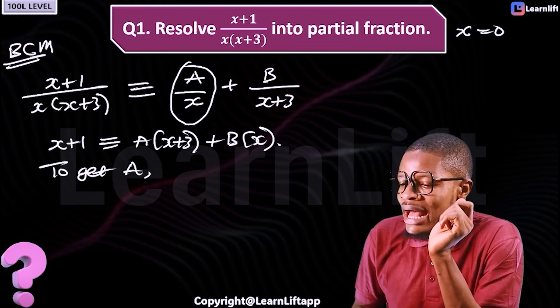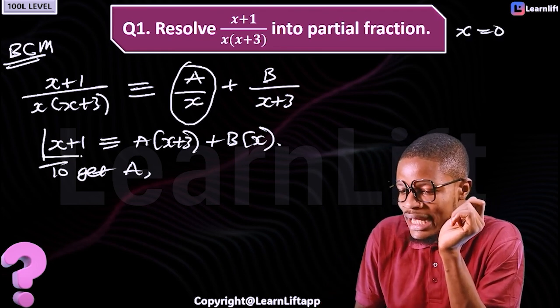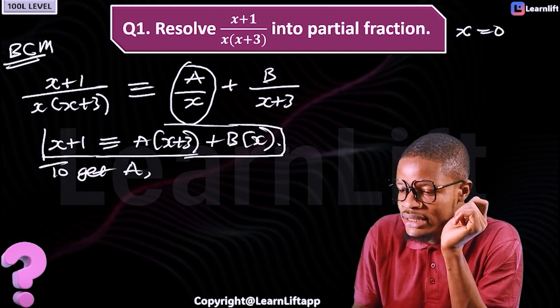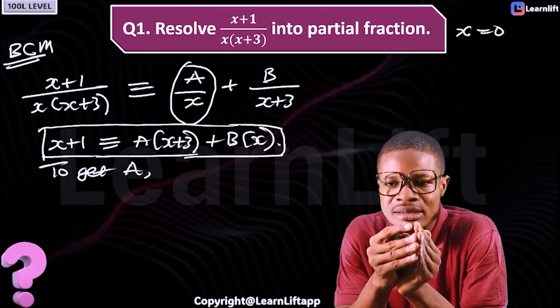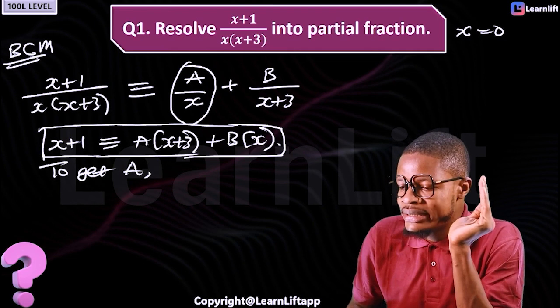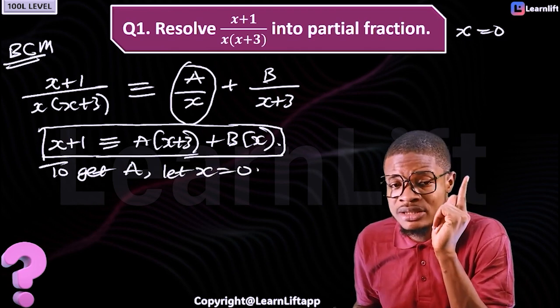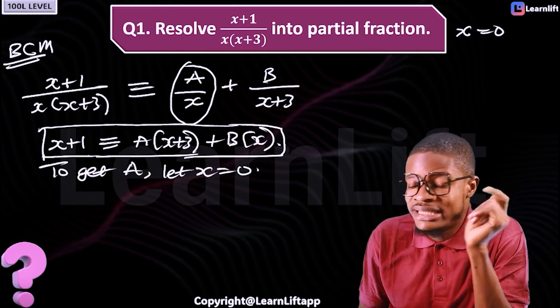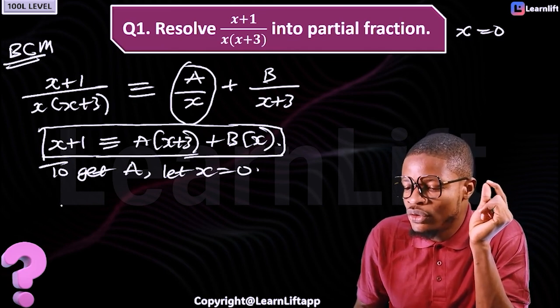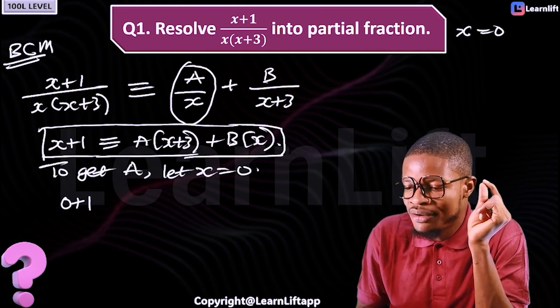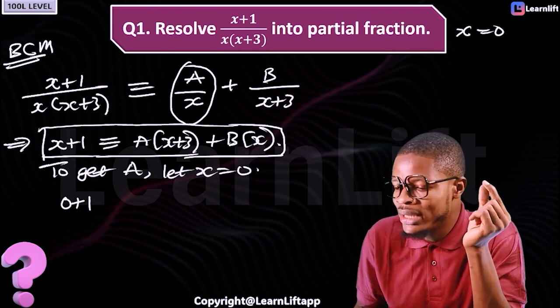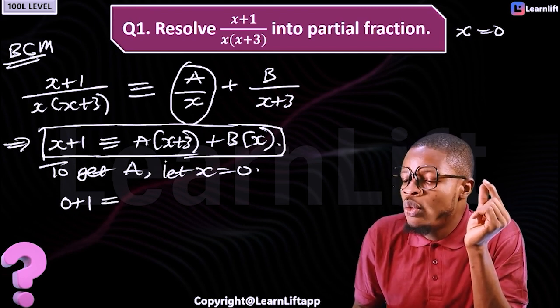So, anywhere I see x in this equation here, what will I place there? 0. To get a, let x be equal to 0. Now watch. What is going to happen there? Anywhere I see x, I put 0 there. What is it going to give me? That's going to give me 0 plus 1, right? This side now, 0 plus 1 is equal to, what do we have there?